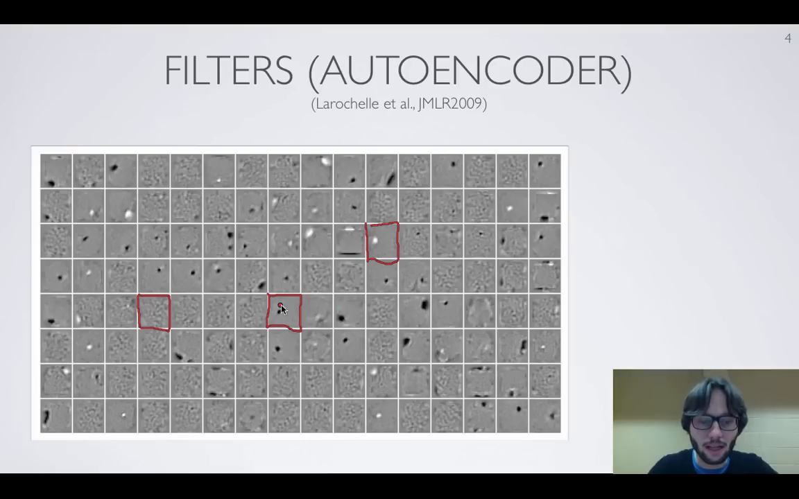It has understood that pixels in some neighborhood tend to have the same value, but otherwise it doesn't seem to have understood a lot of the structure that characterizes handwritten characters. So why is that, and can we improve on that?